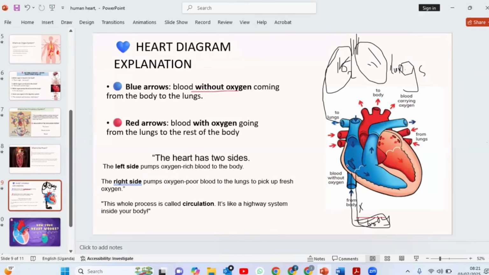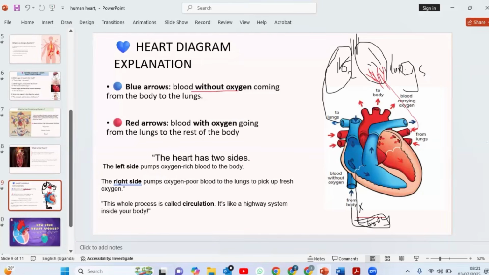Oxygen. Yes, well done. Now, when your blood is full of oxygen, stuck in oxygen, it becomes what? Red. And the red arrows, blood with what? Oxygen. Now it's going where? It is going to your left side. So it's going to the left side.